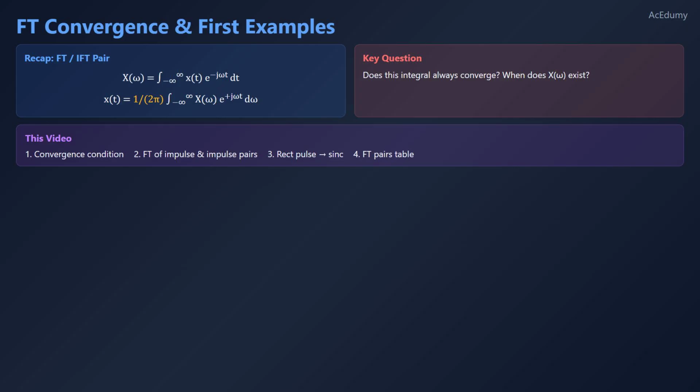In this video, we'll first establish the convergence condition, then compute our first Fourier transform examples: impulse functions, impulse pairs, and the rectangular pulse.